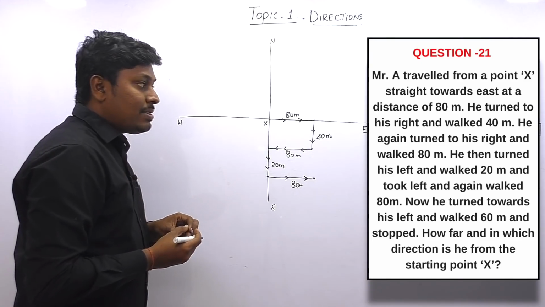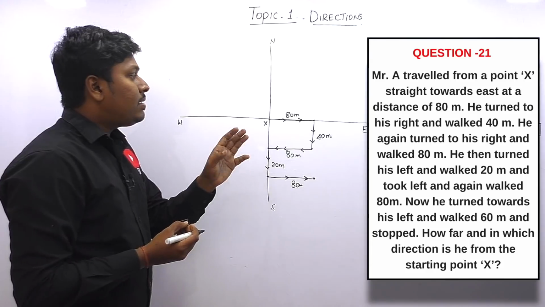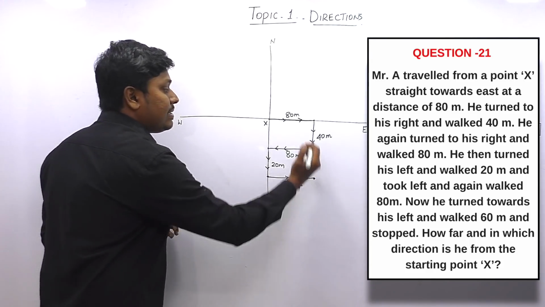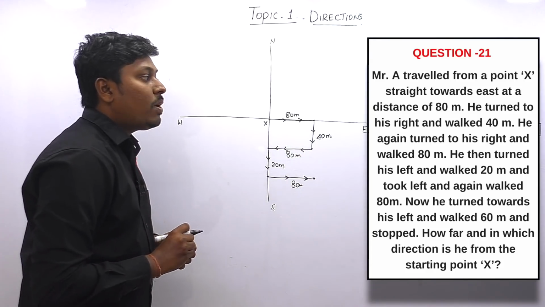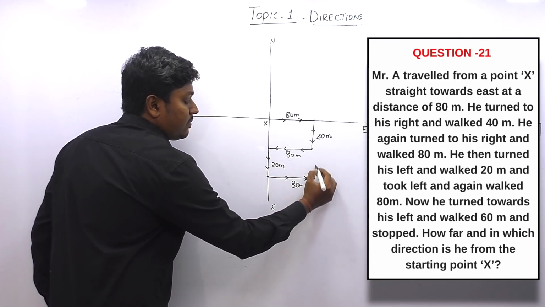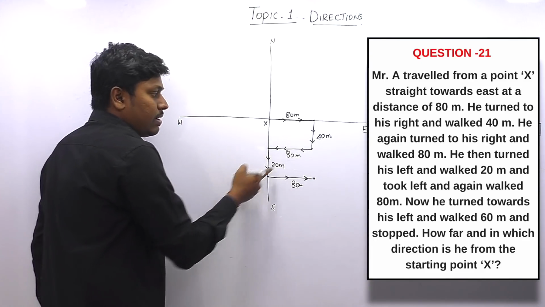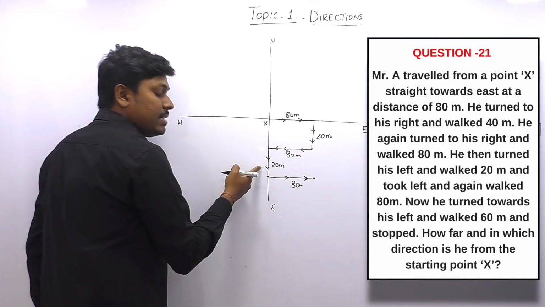Now he turned towards his left and walked 60 meters. So finally what they are saying, now he turned towards his left. So from this point he is again turning left and he is walking 60 meters and stopped. Listen carefully, if he turns left, left will be this side and he is walking 60 meters. So this will be 20 and this will be 40. So the total distance will be 60.